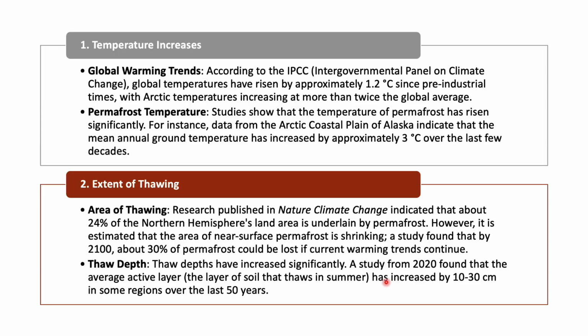So the active layer, which is at the top, basically starts melting or thawing. This has increased by 10 to 30 centimeters in some regions in the past 50 years. So this is one of the reasons climate change leads to an increase in the thawing of permafrost.